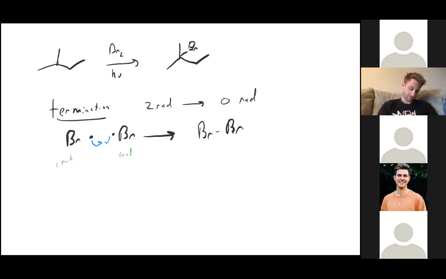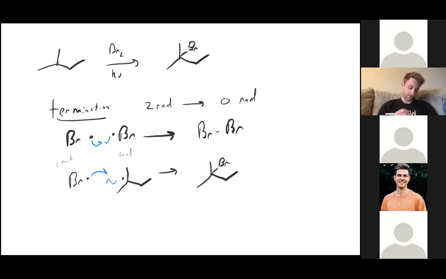Another example of this termination would be Br radical plus our carbon radical. These could form an equivalent of our product. Again, we don't make any Br radical here, so we can't keep propagating the reaction. This is just a terminal step for it.